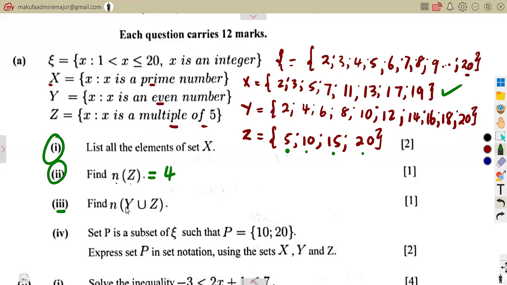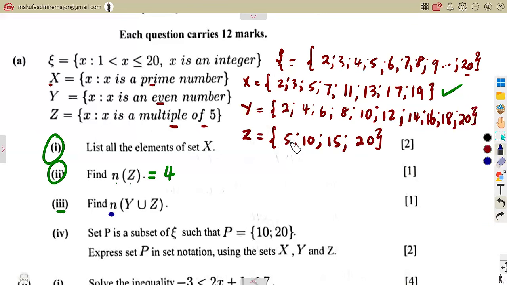Item 3, number of elements in Y union Z. Remember, union, you combine. But how many? Number. If you take a closer look here, I do not want us to combine. I just want us to see some of this. You don't need to combine. It's 1 mark, guys. They know that you can do it direct.